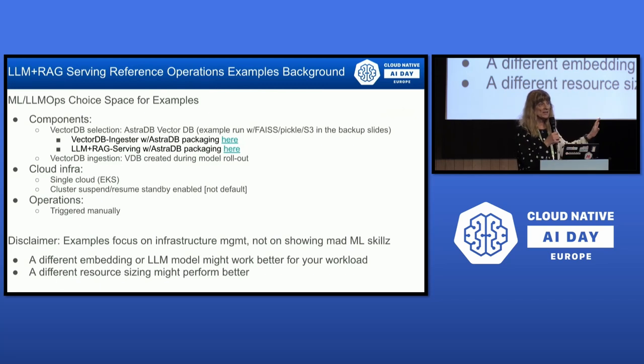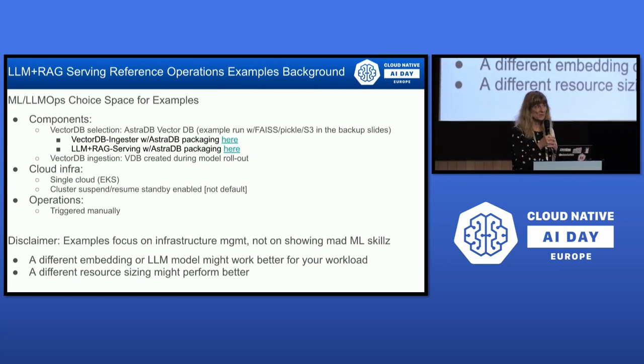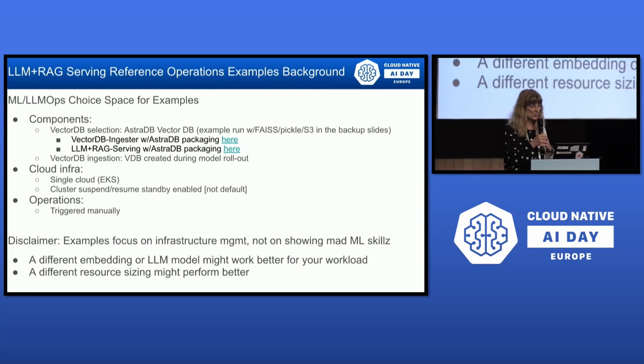And so we've already given you links to all the packaging you need for all of those open source components we've already looked at, and here's the packaging where we replace FAISS with AstraDB. And you'll see that it's super easy to plug in a different vector database if you have a different one that you want to use.